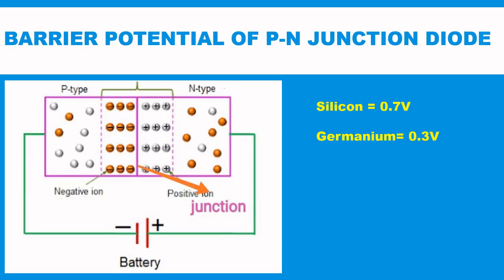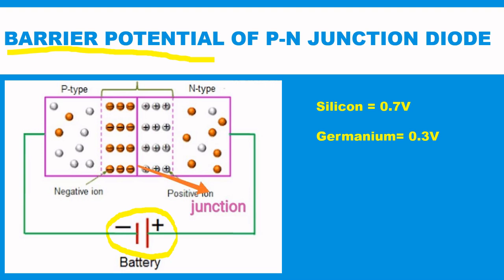Now let's talk about barrier potential of PN junction diode. The electric field formed in the depletion region acts as a barrier. External energy must be applied to get the electrons to move across the barrier of the electric field. The potential difference required to move the electrons through the electric field is called barrier potential.